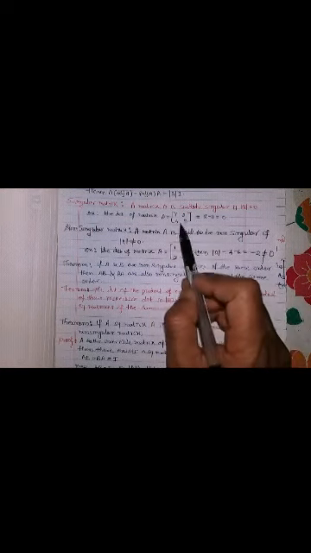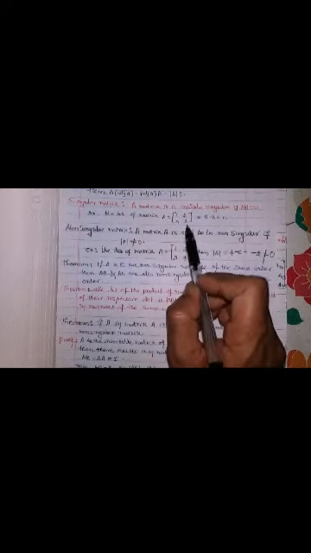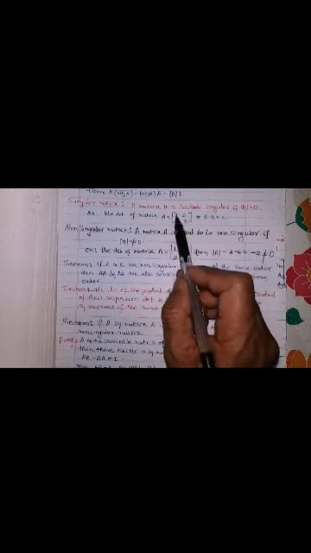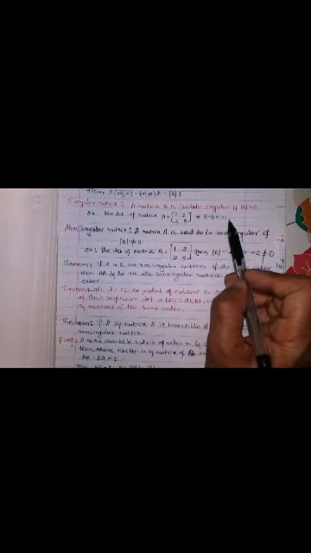For example, determinant of matrix A is equal to 1, 2, 4, 8. That's equal to the product of principal diagonal elements minus secondary diagonal elements, which gives the result of 0. Hence, this is called a singular matrix.